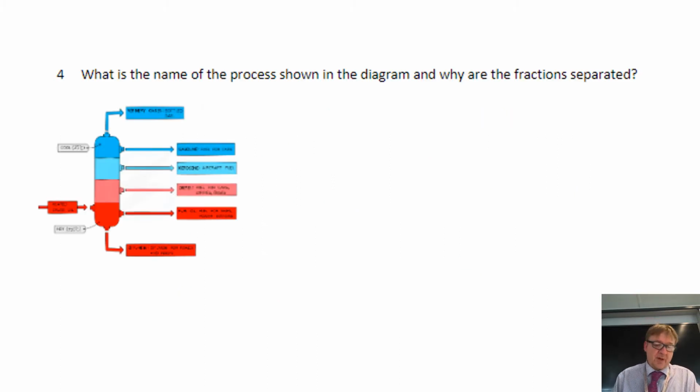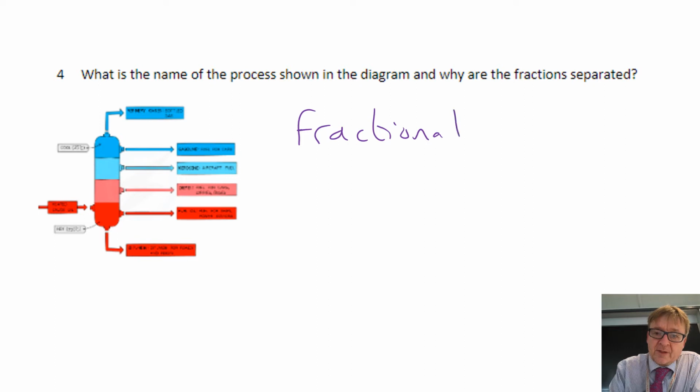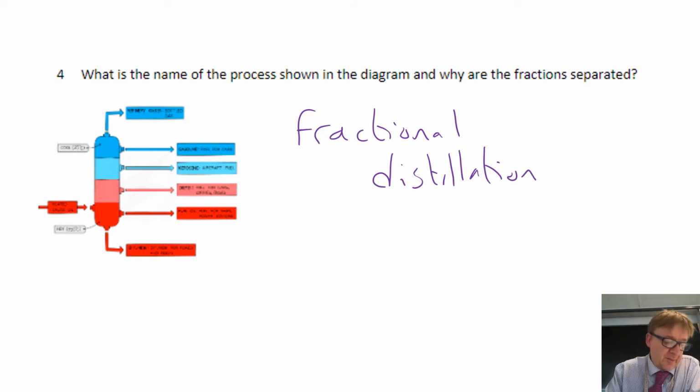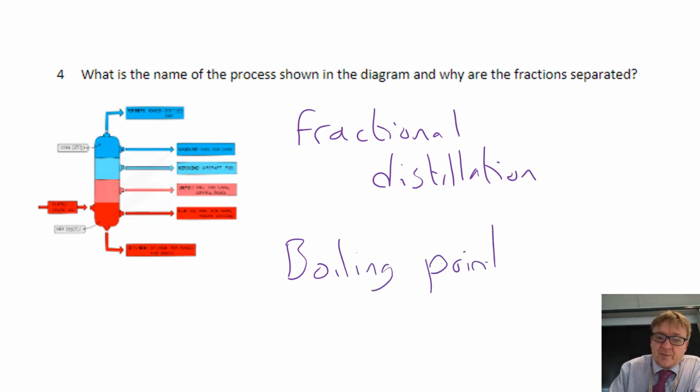Right. What is the name of the process shown in the diagram? So the process is fractional distillation. And why are the fractions separated? It's all to do with their boiling points. Okay, so at the top here, what they do is they have boiling points that are very, very low, right, so it could be minus 200 and whatever it is degrees, they turn into a gas, and at the bottom they'll have very high boiling points.